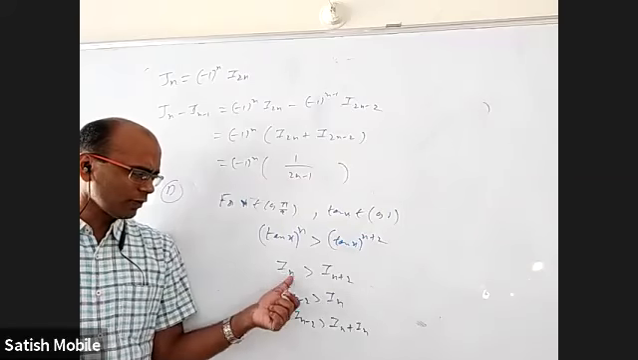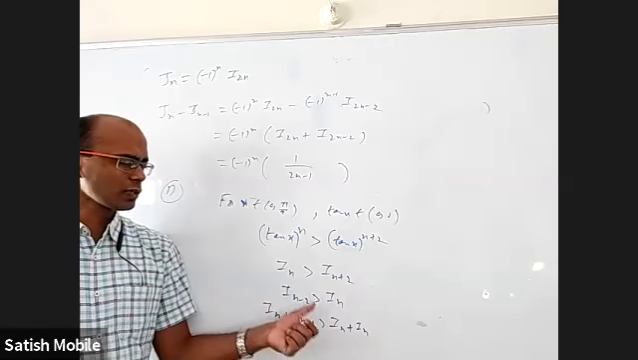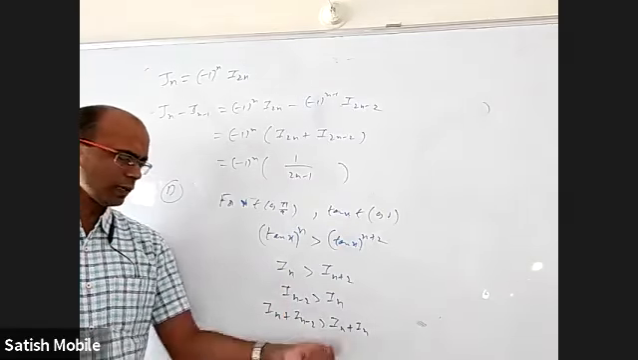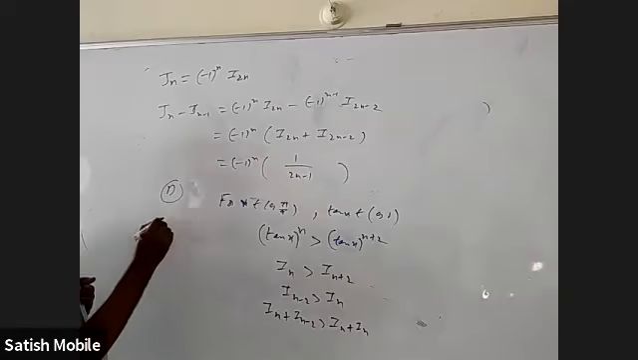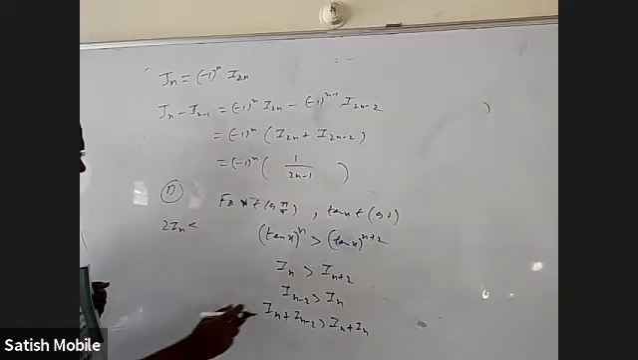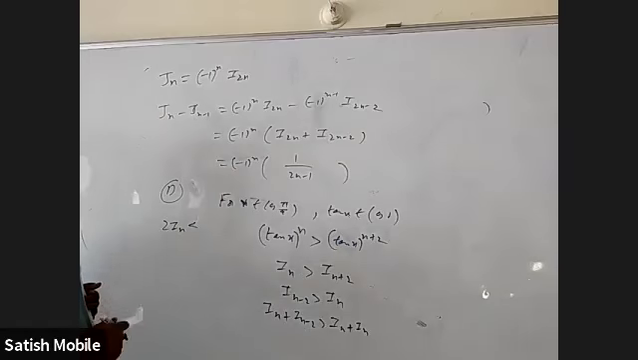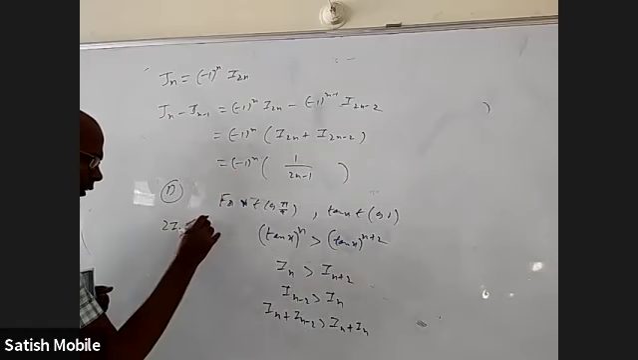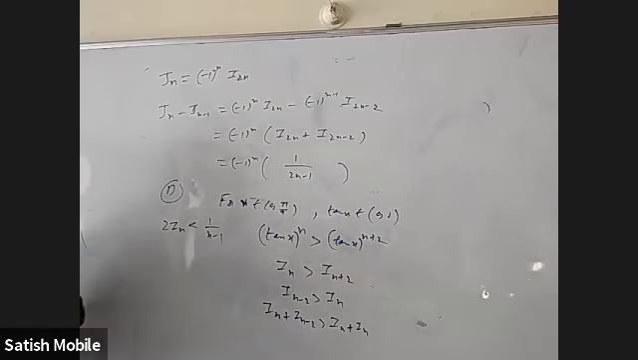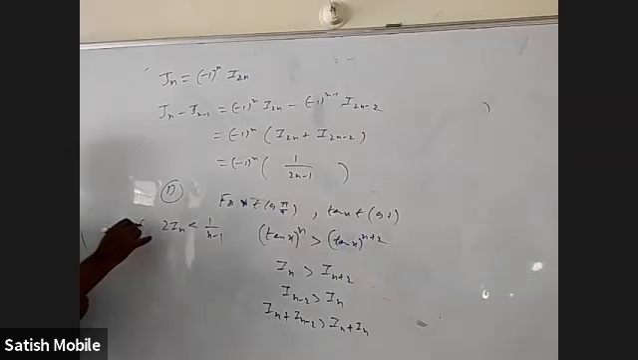I can even write n minus 2 wherever n is there. I can say I_(n-2) is greater than I_n. I added I_n on both sides. Now what I got is 2I_n is less than I_n + I_(n-2), based on the reduction formula that we derived in the beginning. It will be 1 by n minus 1, and it is all positive for sure.